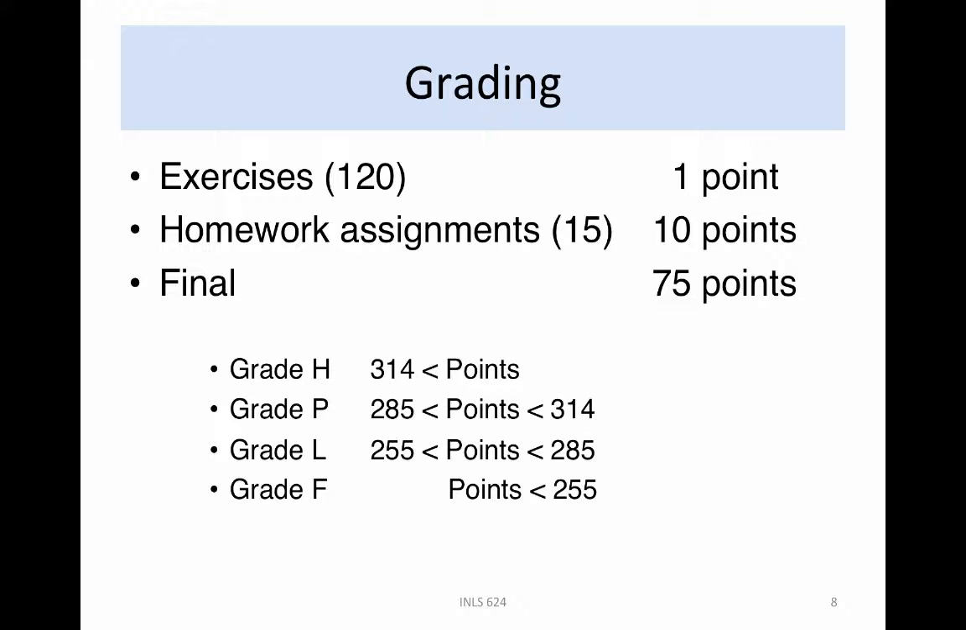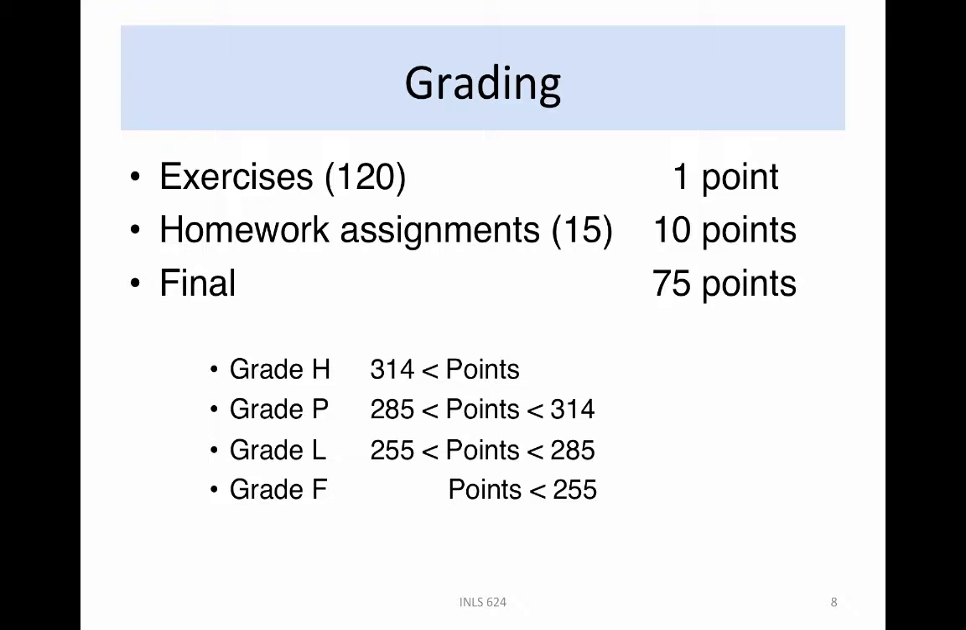Download a copy of the syllabus from Sakai, which lists the 120 homework exercises, the 15 homework assignments, and the final paper. Each exercise is graded. Note that each exercise is worth up to 1 point. Fractional points will be awarded. Each homework assignment is worth up to 10 points, and the final paper will be worth up to 75 points.